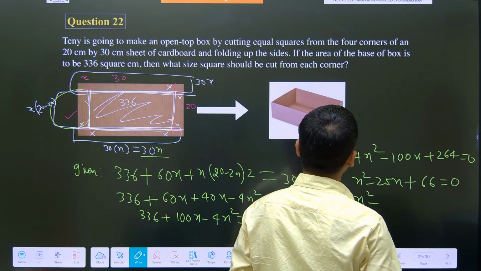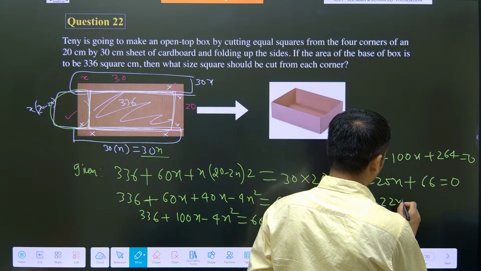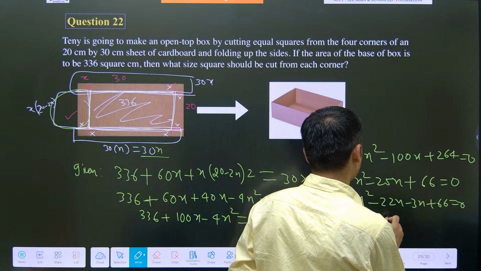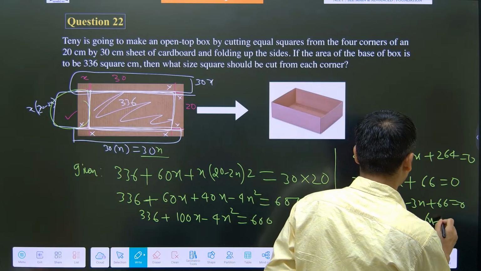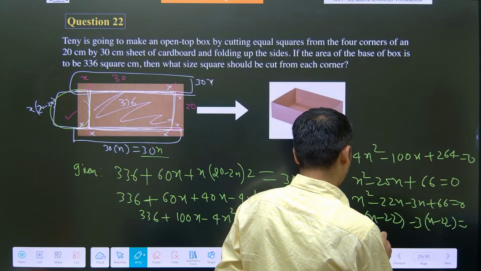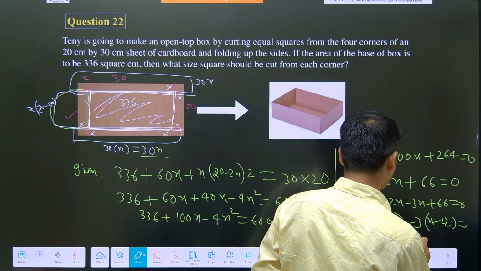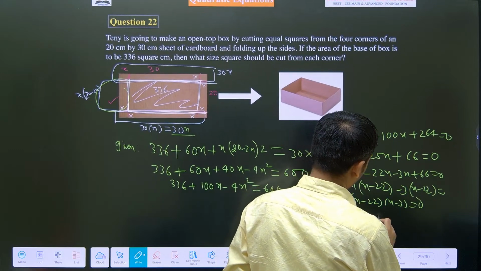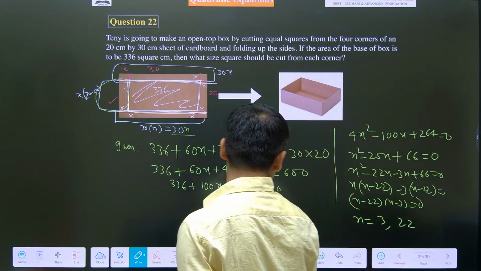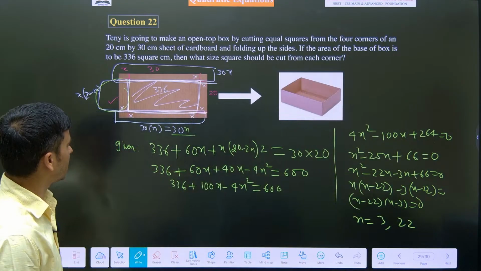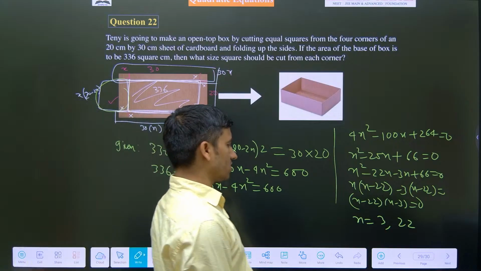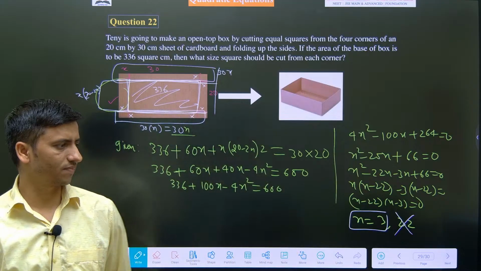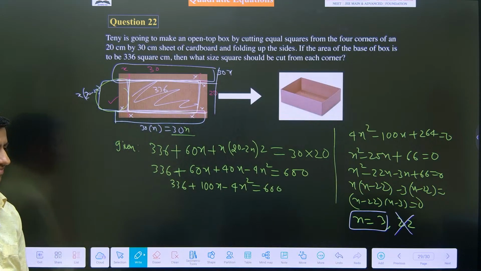x square minus, we can split 25 as 22x minus 3x plus 66 is equal to 0. x times x minus 22 minus 3 times x minus 22 is equal to 0. We get x minus 22 into x minus 3 is equal to 0. So x can be 3 or 22. But can x be 22, guys? Because if we take x as 22, that's more than 20, right? So that should be rejected. So the value of x which is acceptable is only 3.